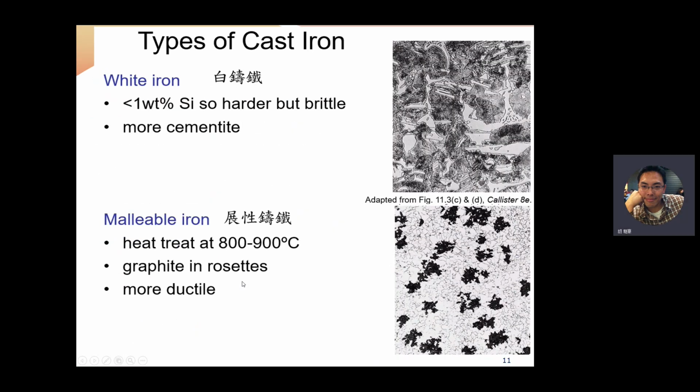Okay, the malleable iron can be heat treated at 800 to 900 Celsius. The graphite is in rosettes and it is more ductile. So this is the SEM, and this is the morphology of the graphite.